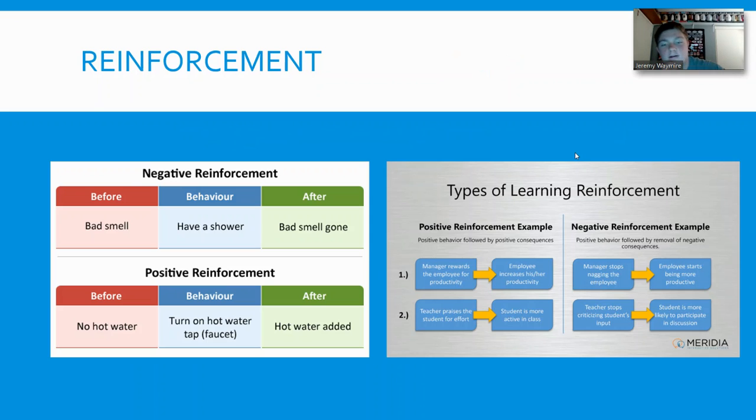Sorry about that. Manager rewards the employee for productivity. So the positive stimulus is the reward for their good job, and the employee's productivity increases. Those are just a few examples.